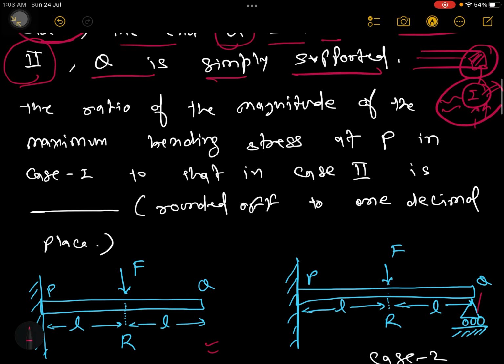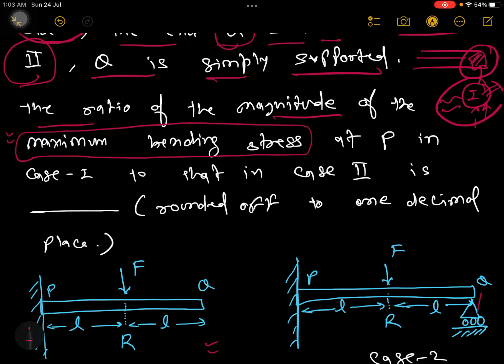Okay, and don't worry, if you are in my coaching center, whatever I have taught, whatever I have given, that is sufficient. Okay, now the ratio of magnitude of maximum bending stress. So actually this question needs the concept of deflection also and bending stress also. So that's why the toughness level is moderate, I will say moderate. Why am I saying moderate? Because we used to discuss these types of problems in our live class.